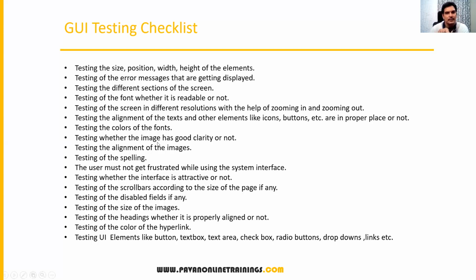And testing whether the image has good clarity or not. Sometimes images will be placed on the UI, especially logos, right? Those images should have clarity, so they will be taken with high pixels. Images should not be blurry, and they should be very, very clear. And testing the alignment of images: we also have to verify exactly where the images are placed, according to the requirement and design.